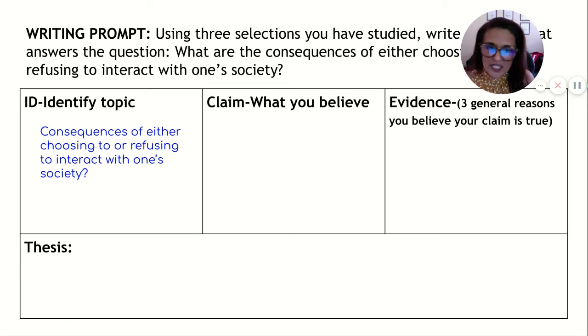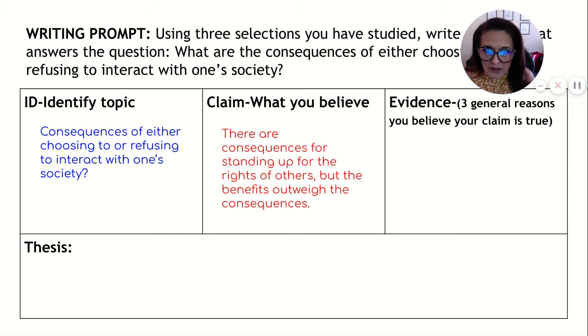And just as an example, this is certainly not the only claim that you can make, but this is one claim you can make. There are consequences for standing up for the rights of others, but the benefits outweigh the consequences, meaning that, yes, we understand that people might have some feelings towards us when we stand up for others. Maybe we will end up facing some kind of opposition. But in the end, doing so is much more important than anything that we will face as individuals.